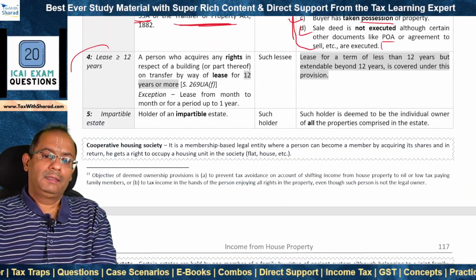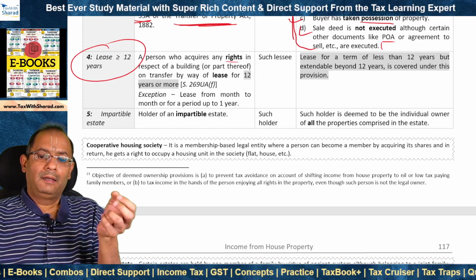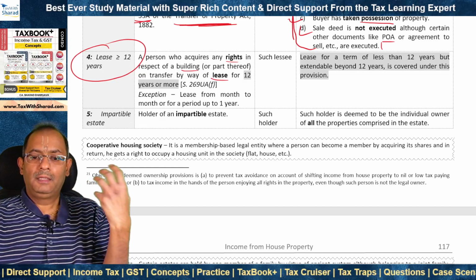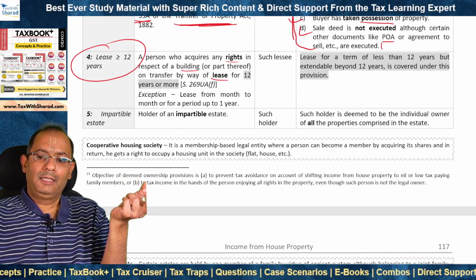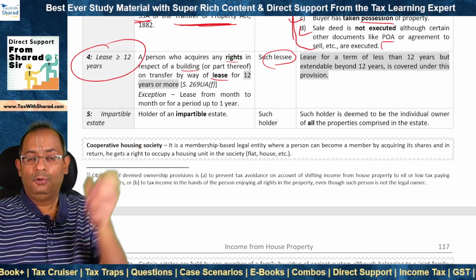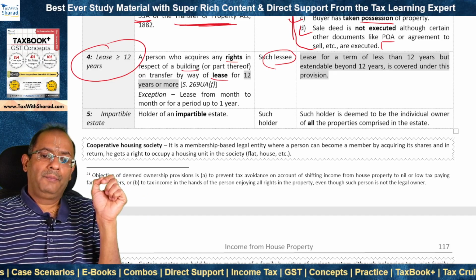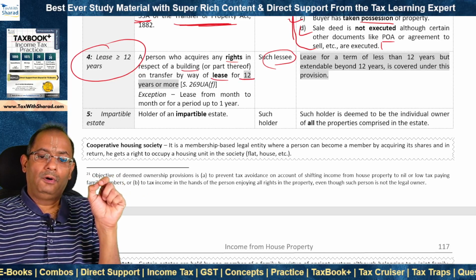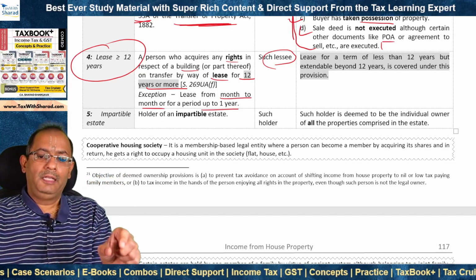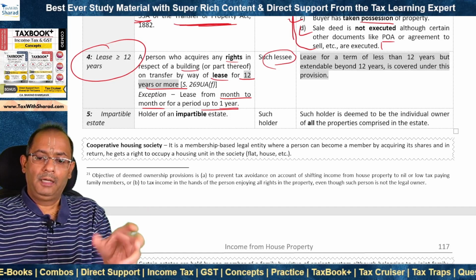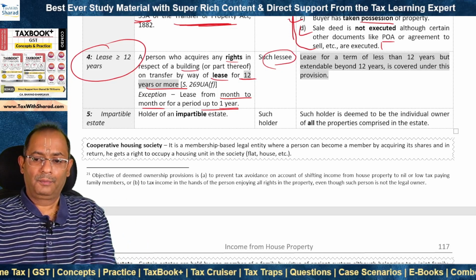The fourth category is of a long-term lease. Now a person may acquire rights in respect of a building by way of lease, which is basically a long-term lease. So if a person acquires a long-term lease of a property, such person or such lessee is considered as deemed owner under section 27, and income from such property is taxable in his hands. So the transfer by way of lease should be for 12 years or more. Therefore if it is a case of lease from month to month or for a period up to 1 year, then that is not covered under this provision. The lease should be for 12 years or more, right?